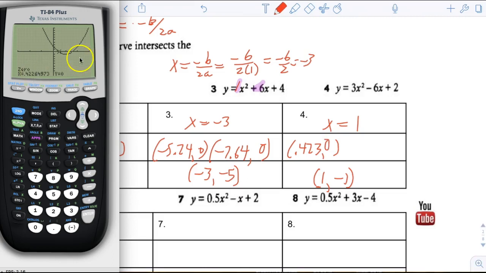Okay, and now we're going to find this other point here, and we're going to do that by repeating second calc 0 again.